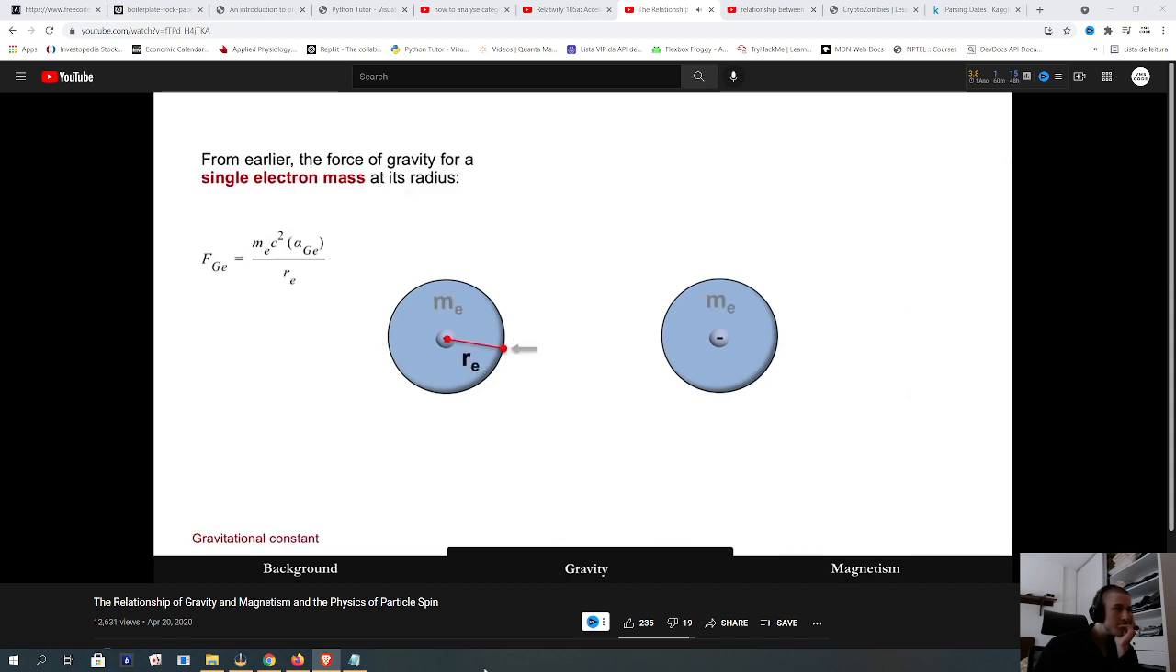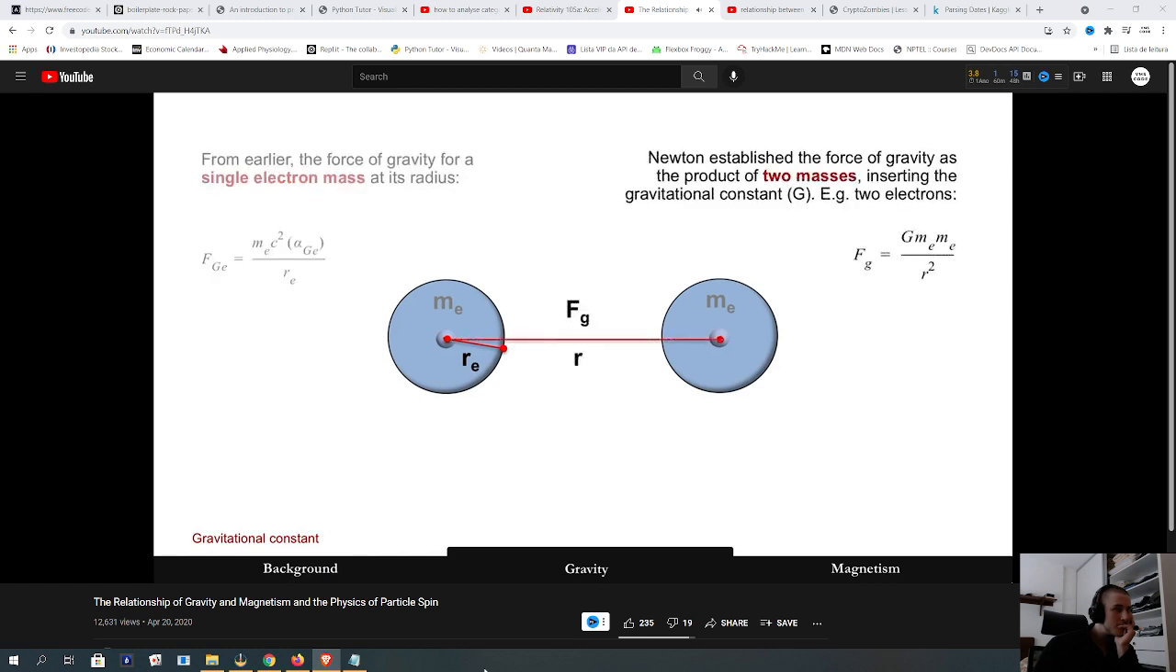Okay, from earlier, the force of gravity for a single electron mass, remember this one? At its radius was that. All right, that's a force equation. Now, Newton established the force of gravity as a product of two masses, and he had to insert the proportionality constant, gravitational constant, known as G. So, for example, two electrons, you see G and the mass of two electrons separated by its radius there. Well, that's a problem for the force equation, which in units has one mass. And so you have to account for that in the proportionality constant G.